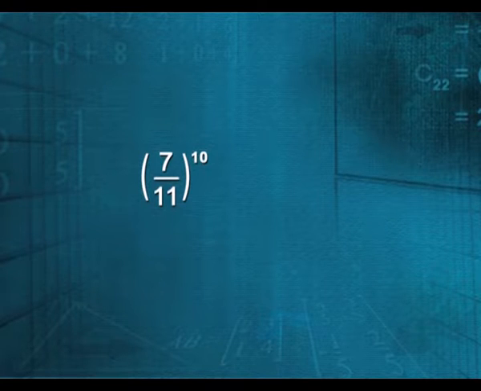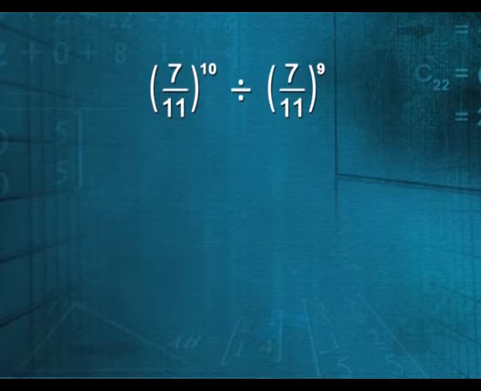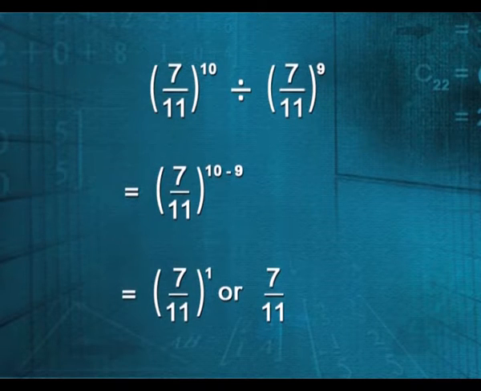Let us see one example. If you have given 7 by 11 raised to power 10 divided by 7 by 11 raised to power 9. Now, here what are the bases? Bases are 7 by 11. What are the powers? Powers are 10 and 9, and we know when we divide two exponents with same base, their powers are subtracted. Therefore, it is equal to 7 by 11 raised to power 10 minus 9, which gives you 7 by 11 raised to power 1, or it is simply 7 by 11.